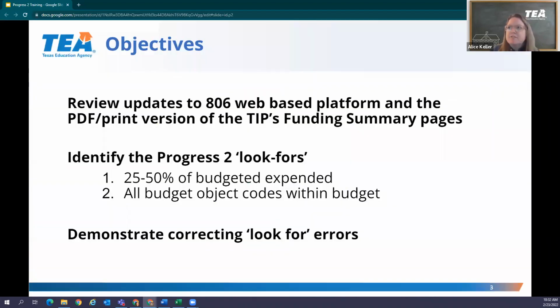We will go ahead and get started with some objectives for today. So this morning we will be reviewing updates to the 806 web-based platform, as well as the PDF print version of the TIP. We'll identify the Progress 2 look-fors. Those are two items: that the budget is expended 25 to 50%, and that all budget object codes are within budget. And then I'll also demonstrate correcting any look-for errors that we're seeing in these two items.